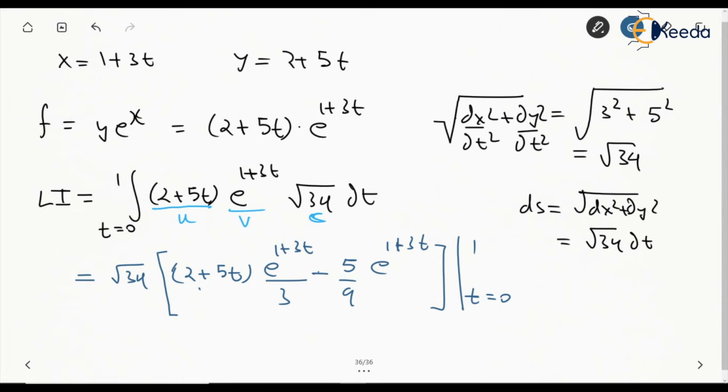Of course we can put the values and we'll get the answer to be root 34 times 16 by 9 e to the power of 4 minus 1 by 9 e to the power of 4. So this will be the line integral of this function.